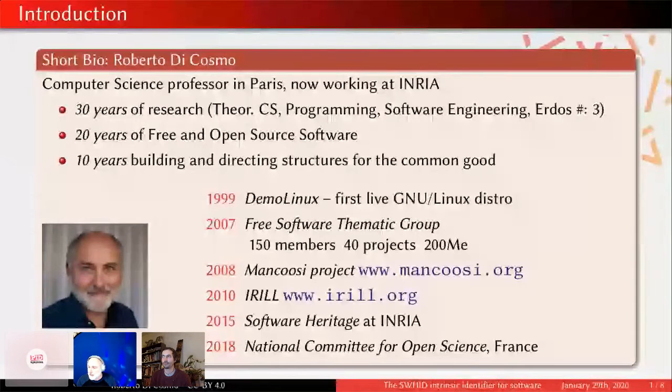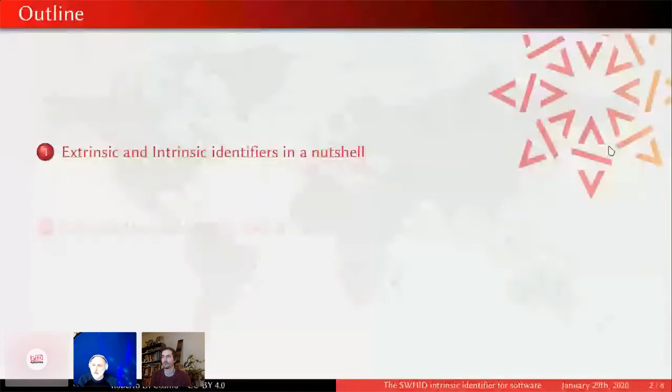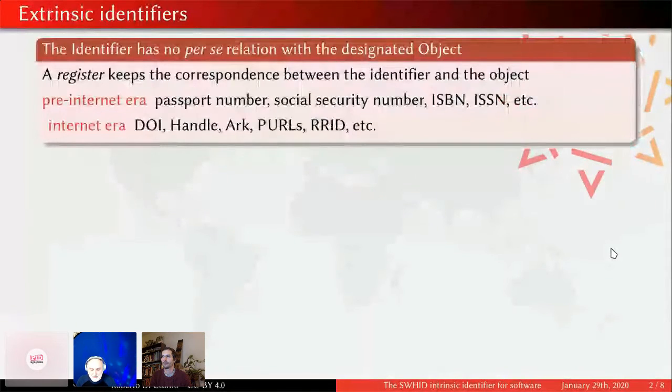So the subject of today is intrinsic identifiers. But before talking about intrinsic identifiers, that probably some of you do not know yet, let me remind you about extrinsic identifiers that everybody knows perfectly well, okay? What are extrinsic identifiers? That's a terminology we use to indicate identifiers where you keep the correspondence between the identifier and the object in a register, because there is no clear connection between the identifier and the object by itself. This is very old technology, okay?